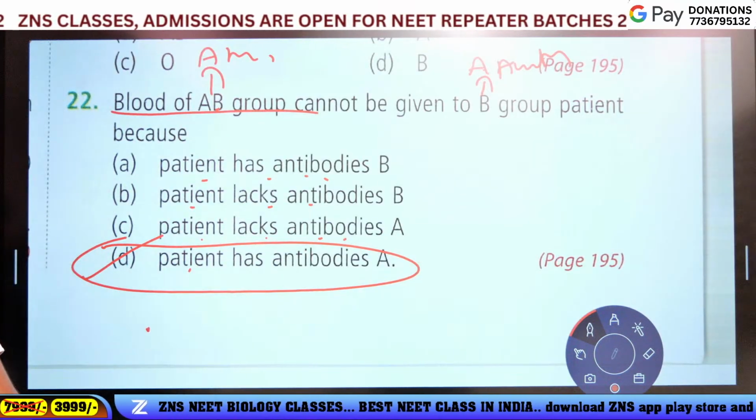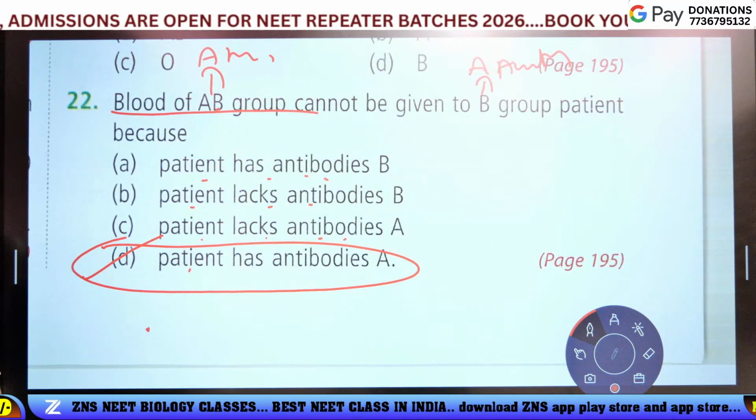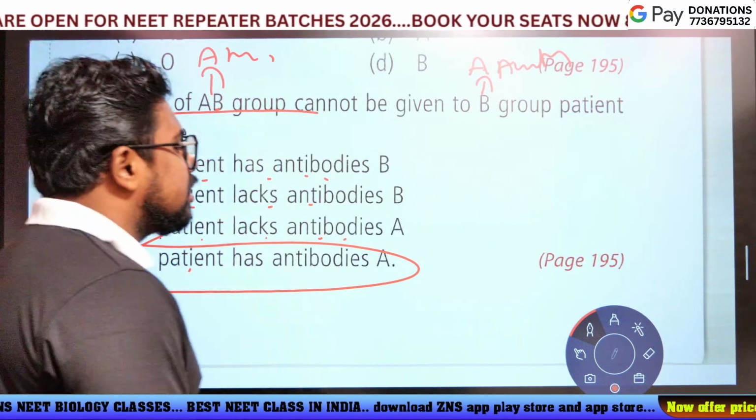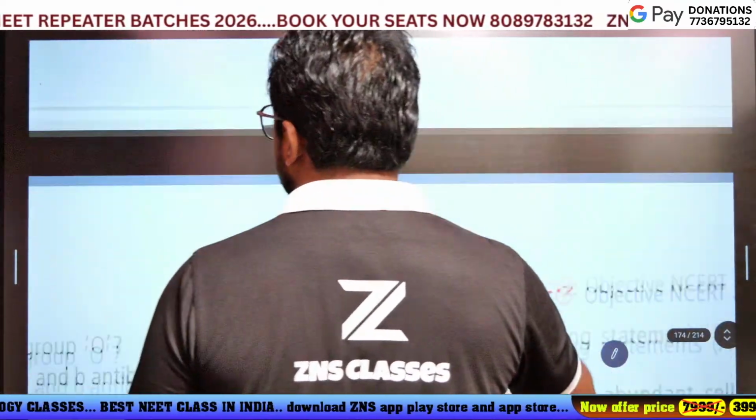Okay, question 22. Which is the answer? Option D is the answer. Okay, guys, it's a simple question.